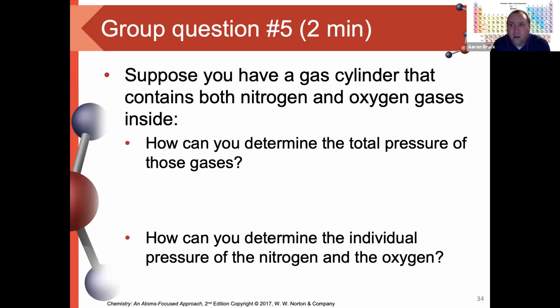All right, we don't have a group here, so you and I can just discuss this. What if I have a cylinder that has nitrogen and oxygen gases on the inside? How can I determine the total pressure? How can I determine the individual pressures? So let's start with the first one. What is a way that we could determine the total pressure of gas inside of the cylinder?